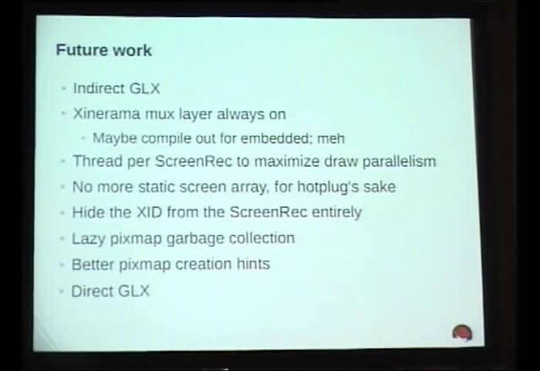Turn the multiplexing layer on all the time, because why not? Apparently it makes some things faster. There might be a code size argument for embedded systems to compile it out, but I really don't care that much. It's a text section. It's fine. It can get swapped out.